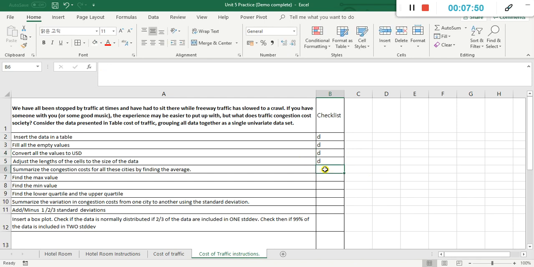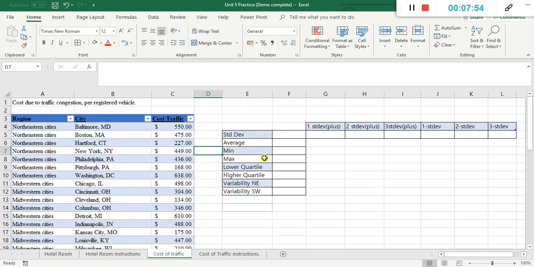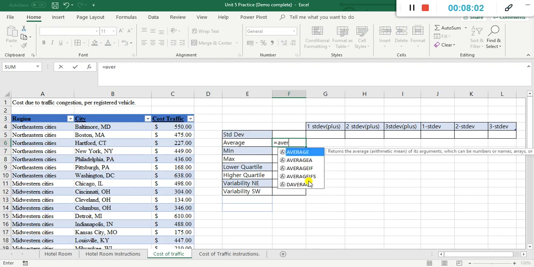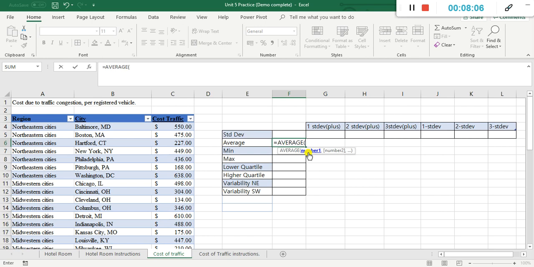I did it. Summarize the congestion cost for all the cities by finding the average. In this case also, we have done it before, but we'll continue to practice one more time. So in this case, we have equals average, and then I just select the range.